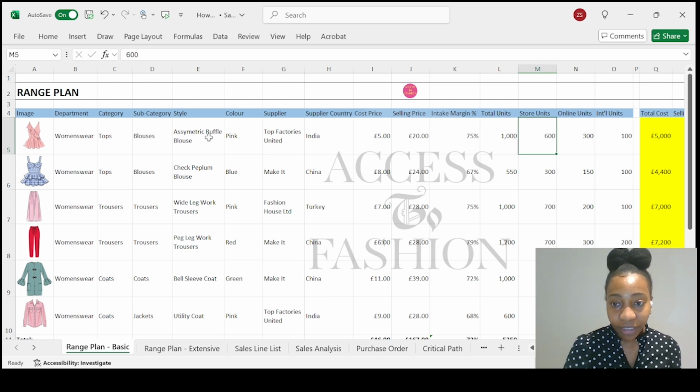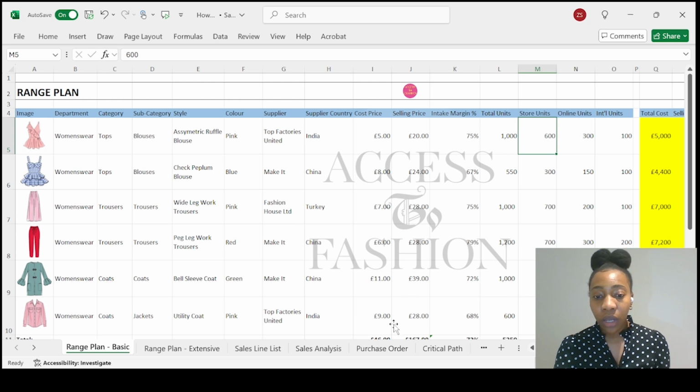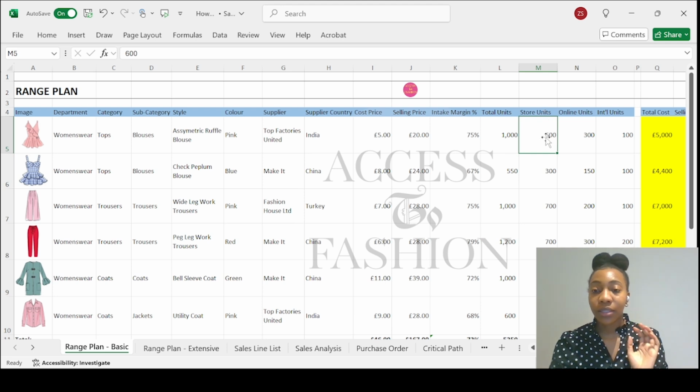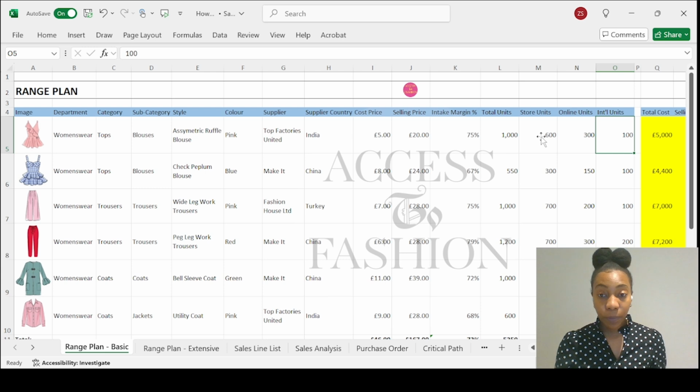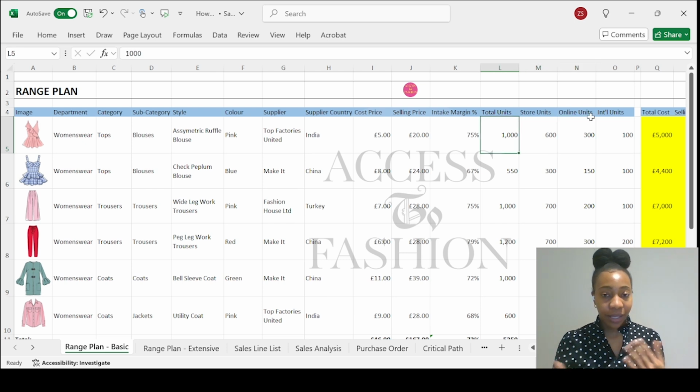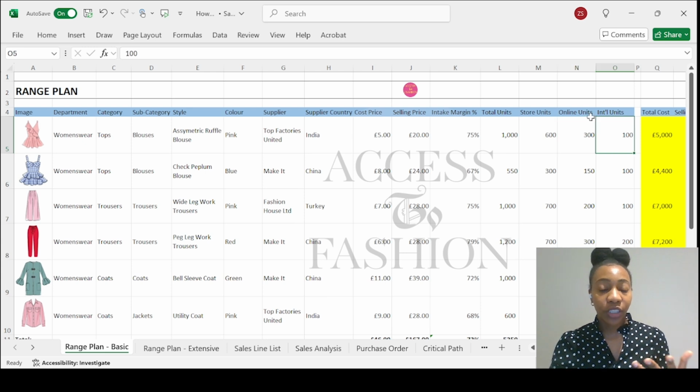We have store units, online units and international units. Store units are 600, online units are 300, and international units are 100. This is how we are splitting up the units that we're buying. If we've agreed we're going to buy 1,000 units, that's just the total units of that style. We now need to ascertain where each of those units is going to sit on the sales front. So we're putting 600 in stores, 300 online, and 100 going international.